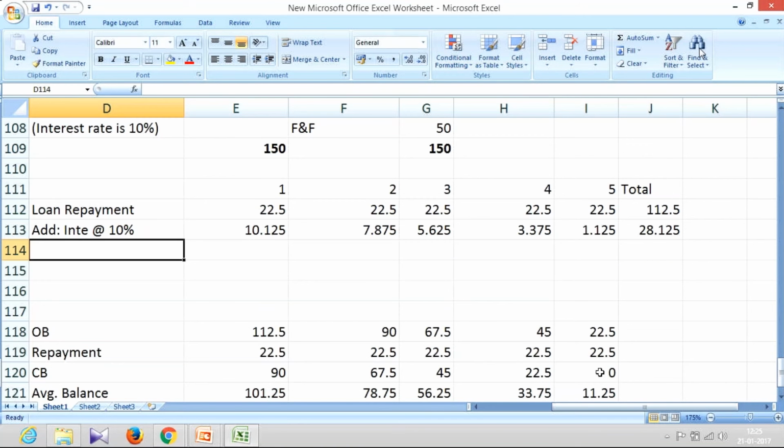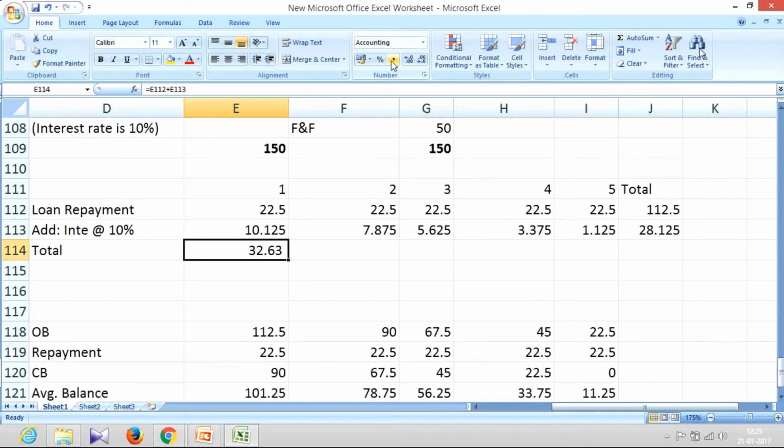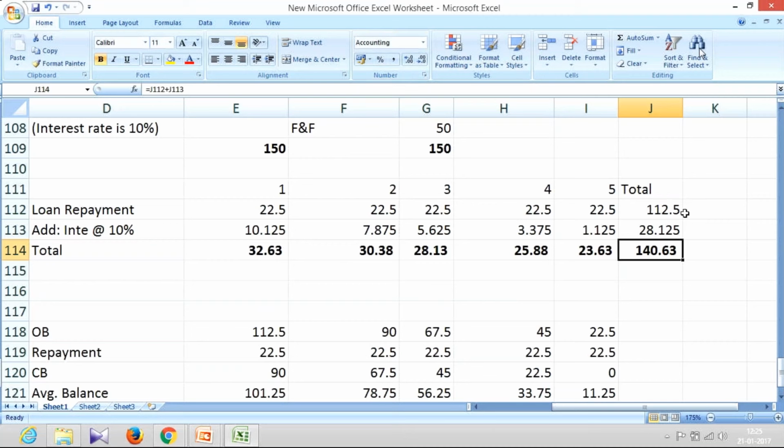What is your total obligation every year? This is 22.5 plus 10.125, so 32.63 is your obligation in year 1. Then year 2, year 3, year 4, year 5, and they are going to expect a total repayment of 140.63, where they have sanctioned a loan of 112.5.